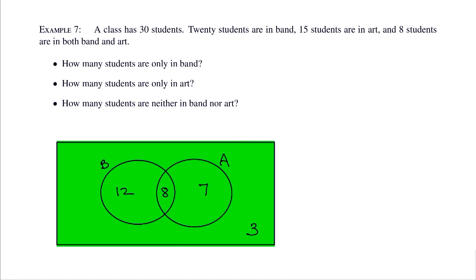All right. How many people are only in band? 12. How many are only in art? 7. How many students are neither in band nor art? 3.